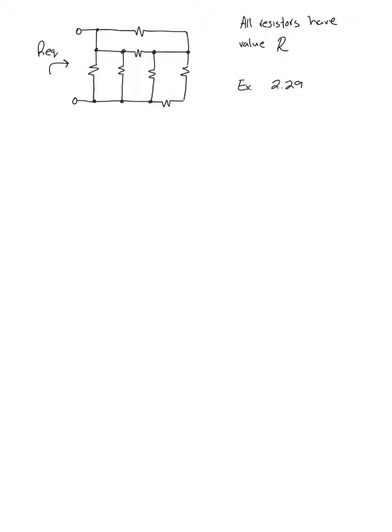This is example 2.29 in the textbook, and in this case all the resistors have equal value of R. Specifically, R is 10 ohms in this case. So what we're going to do is attempt to find, if something was connected to these 2 points here, what would be the equivalent resistance of this entire network seen from that perspective. There are a couple ways to go about doing this. I'm going to show you what I think is the best way to do it. There are others, and you're welcome to explore that.